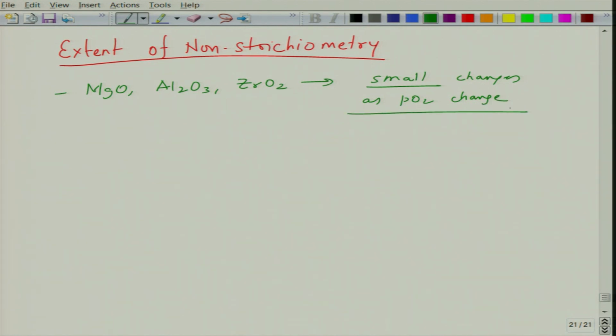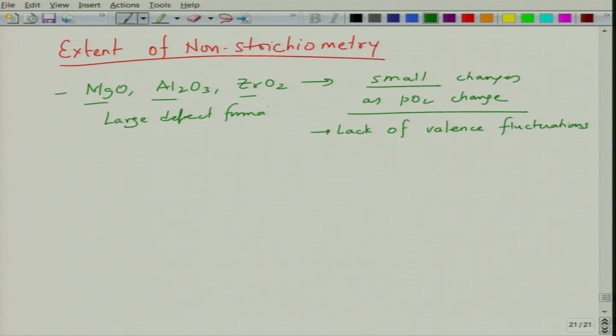So, these are very robust systems, they have large defect formation energy, and the cations are also generally stable. Magnesium generally occurs in only +2, aluminum is most stable as +3, zirconium is also very stable as +4, they do not have valence fluctuations. So, lack of valence fluctuations makes them very stable oxides. So, extent of stoichiometry is very small in these systems. Basically you can say they have large defect formation energy. So, energetics does not permit them to be non-stoichiometric.